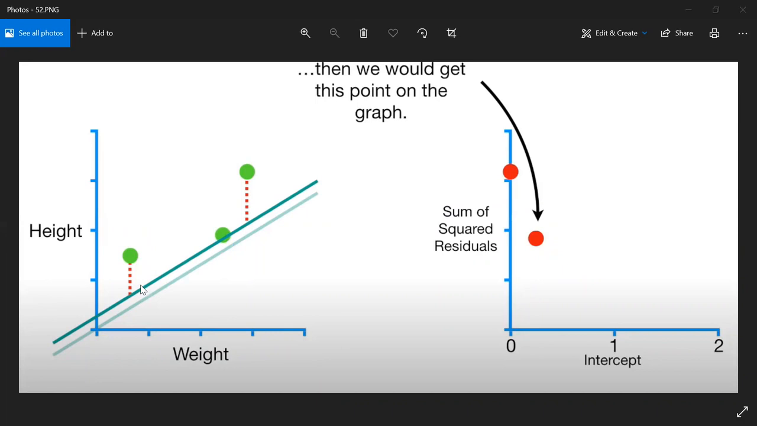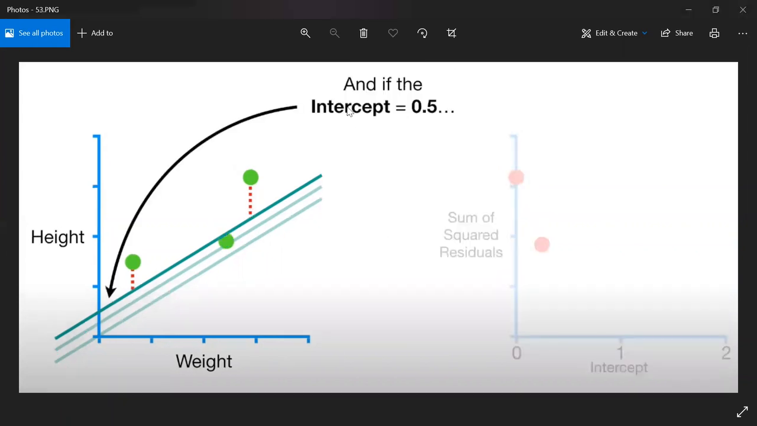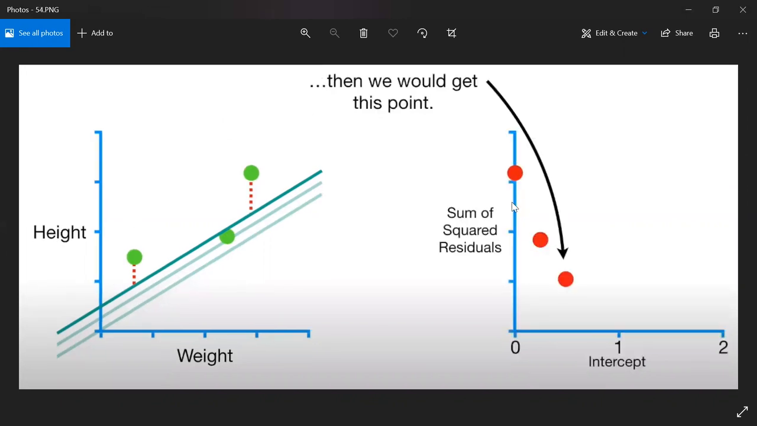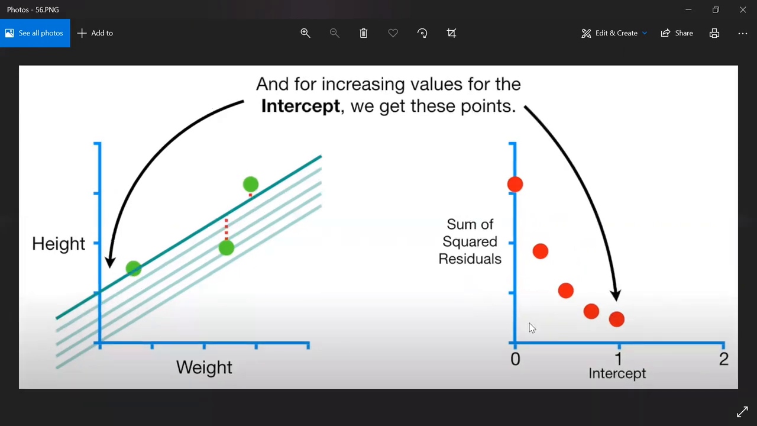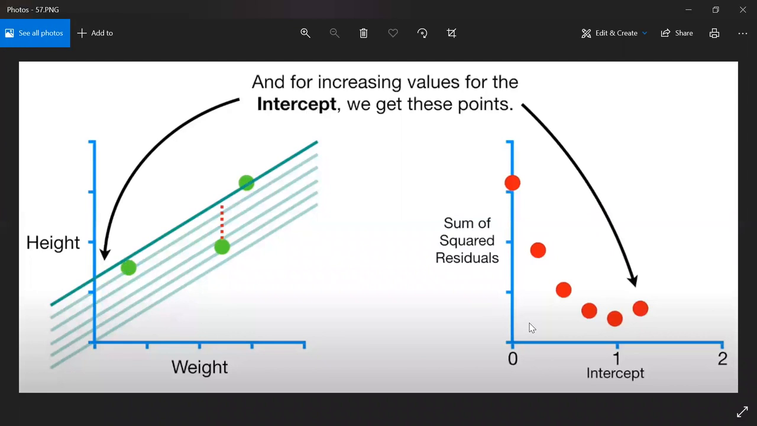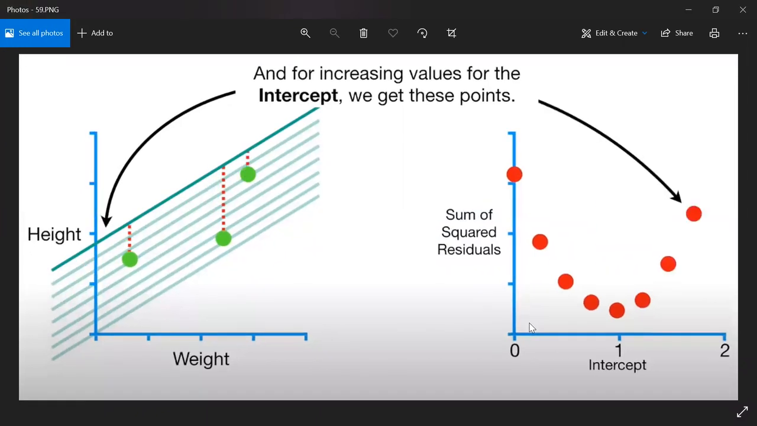Now the next one: what happens if I increase my intercept from 0.25 to 0.5, what are the residuals again? If the intercept is 0.5, I get the cost function for this line. I go here, this line gives this one, this line gives this one. All right. And as we increase the value of the intercept, we got these points, right? Now let's go to another one, 0.75, 1.25. Correct. Got it, guys? Everybody got it?